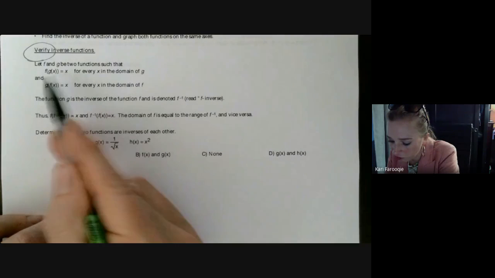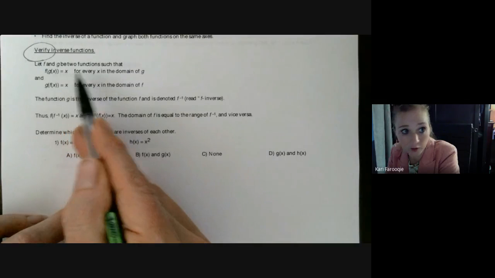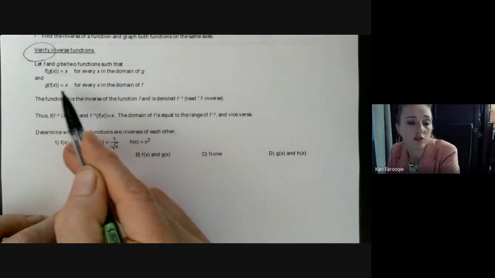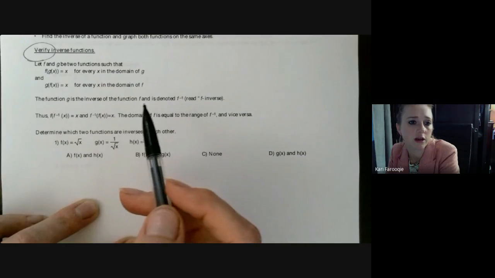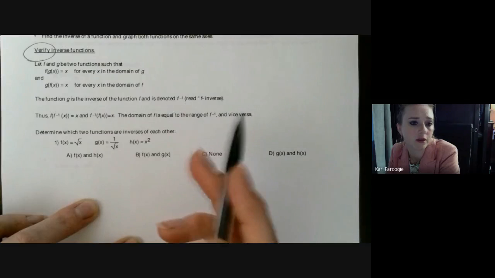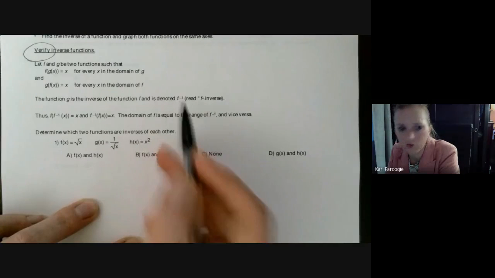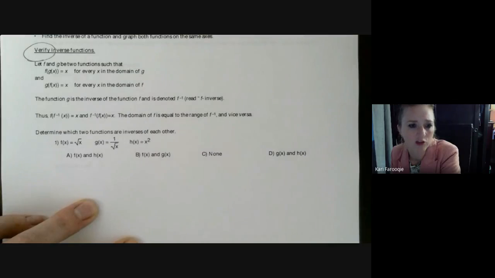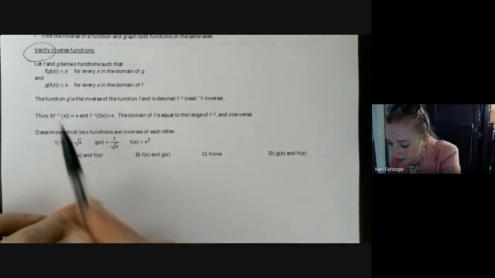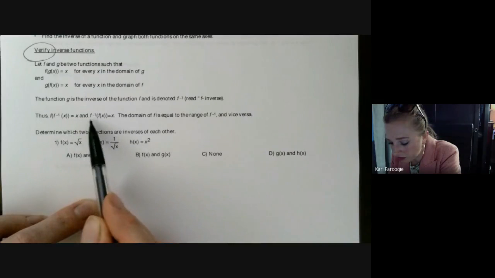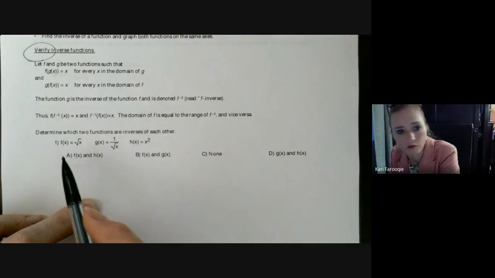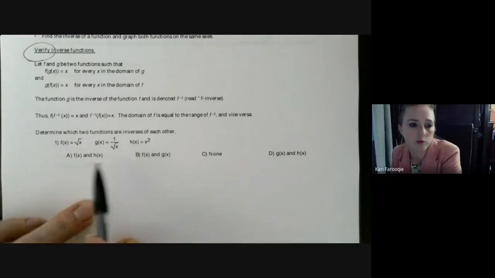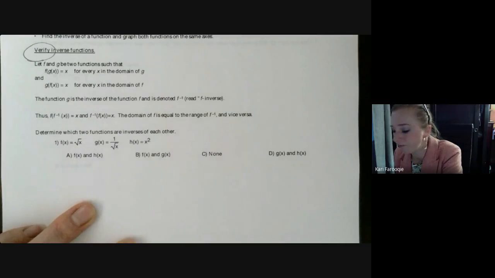Let f and g be two functions such that f of g of x equals x for every x in the domain of g, and g of f of x equals x for every x in the domain of f. The function g is the inverse of f and is denoted f inverse, which looks like a little exponent of -1, but it's not actually an exponent, it's just the notation. So it looks like f to the -1st power. Thus, f of f inverse of x equals x, and f inverse of f of x equals x. And the domain of f is equal to the range of f inverse and vice versa. It's actually pretty cool once we start working with these inverses and you see how they operate.